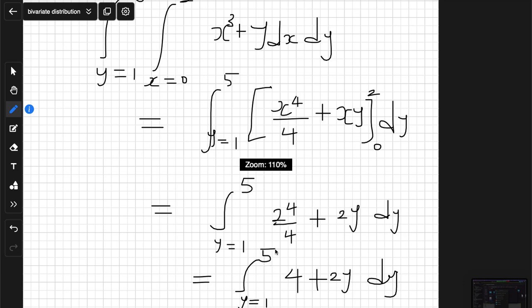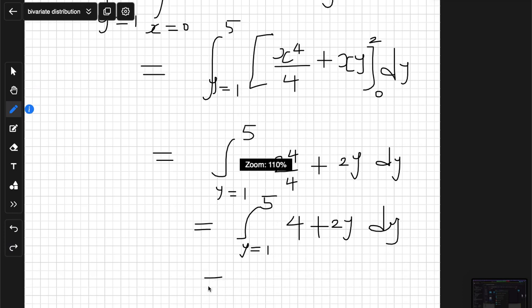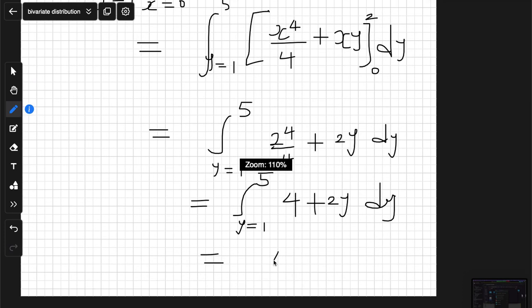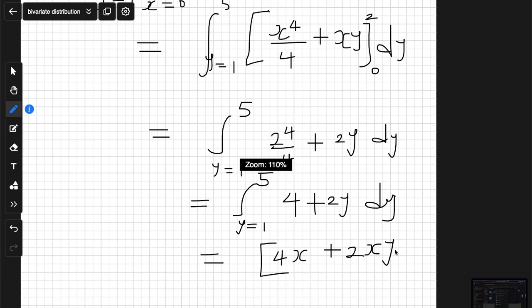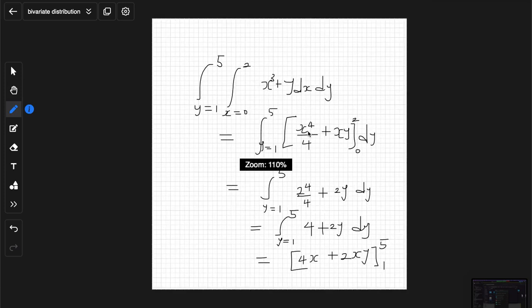That will give you 4y plus y squared when you integrate, within the limit of 5 and 1. So you can finish up that one. Now, that is if you have this.